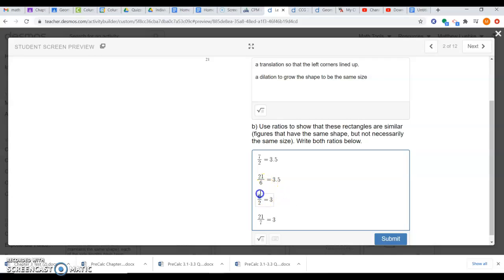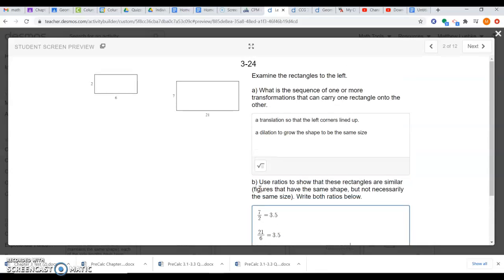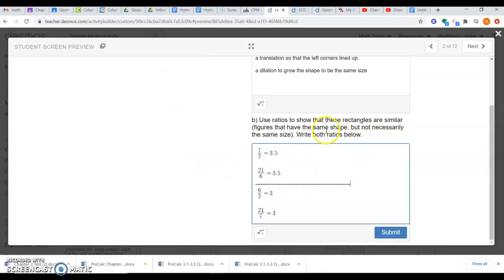And so either way you want to do it, either this top way or this bottom way, they are ways that we can set up ratios to show that these shapes are truly similar because we get the same number when we do the division.